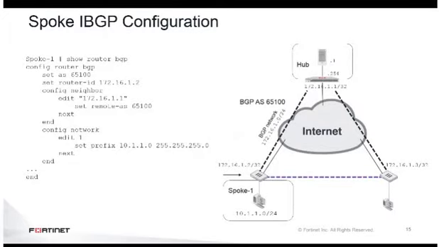This slide shows the following IBGP configuration in one of the spokes. Configure the hub as a BGP neighbor. Define the internal network that will be advertised over the BGP.